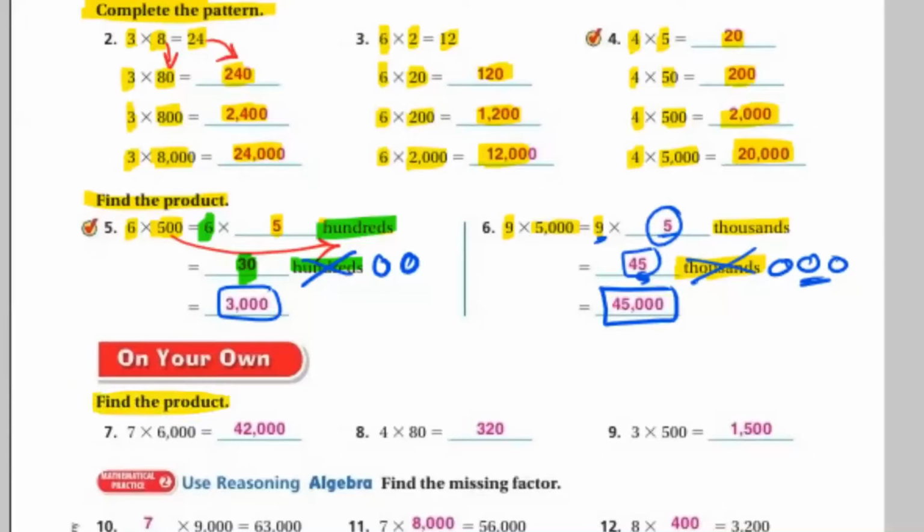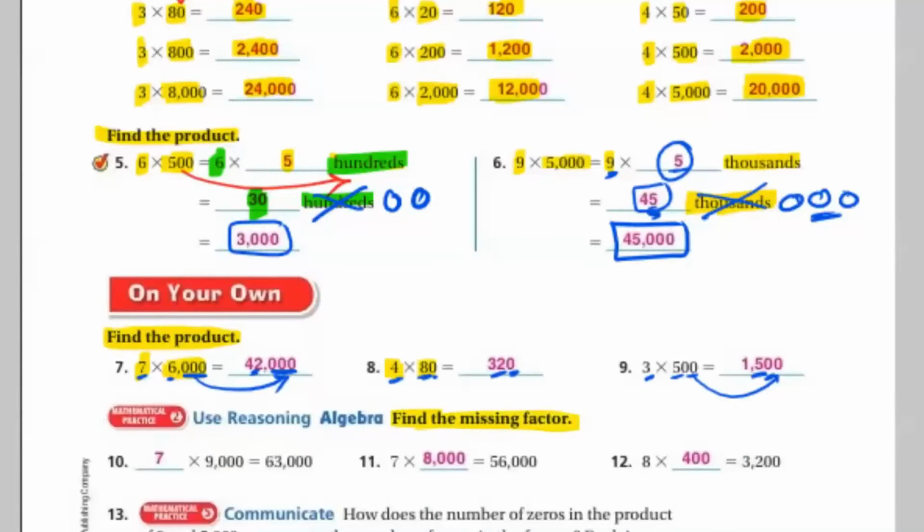Find the product in the same way. 7 multiplied by 6,000. First of all, put the 3 zeros here, and 7 multiplied by 6 equals 42. 4 multiplied by 80. Put the 0 first. Firstly, put the 0, and 4 multiplied by 8 equals 32. And we have 3 multiplied by 5 equals 15, and put the zeros here, so it will be 1500.